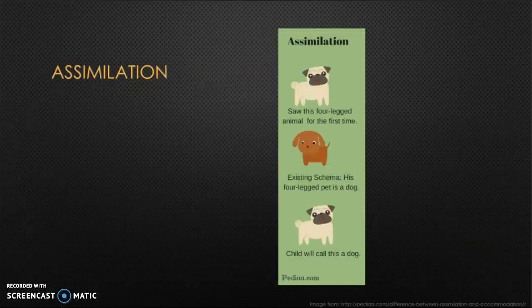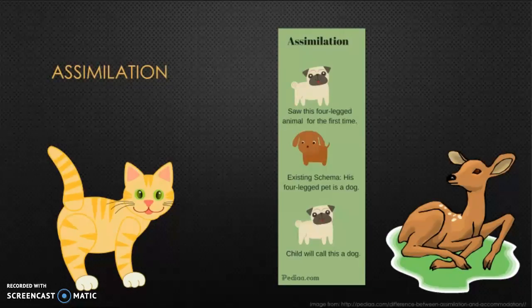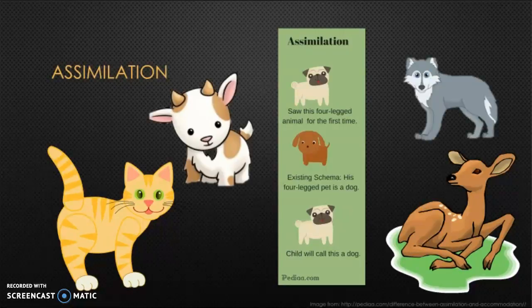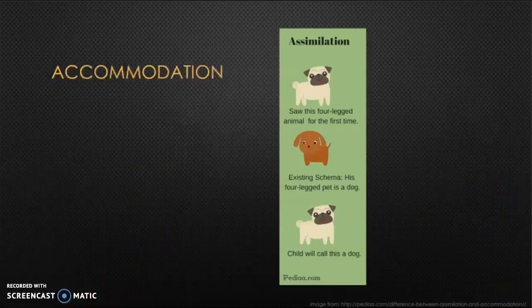There are two processes believed to help develop schema. The first one is assimilation. Assimilation describes the progression of blending new information into one's already existing schema. So one that thinks a four-legged animal is a dog may think that all of these four-legged animals are dogs because it fits into their schema.